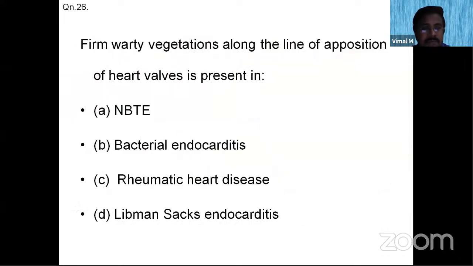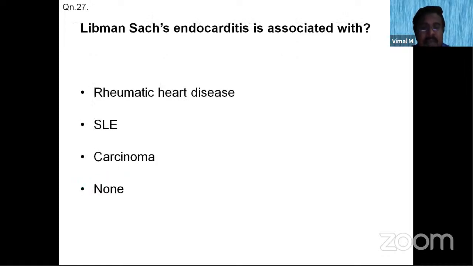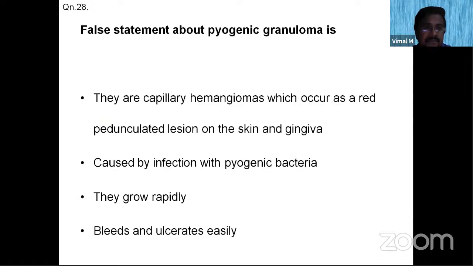Now solve this question. Firm warty vegetations along the line of opposition of the heart valves are present in rheumatic heart disease. Libman-Sacks endocarditis, LSE: just turn the letters and it becomes SLE, systemic lupus erythematosus.